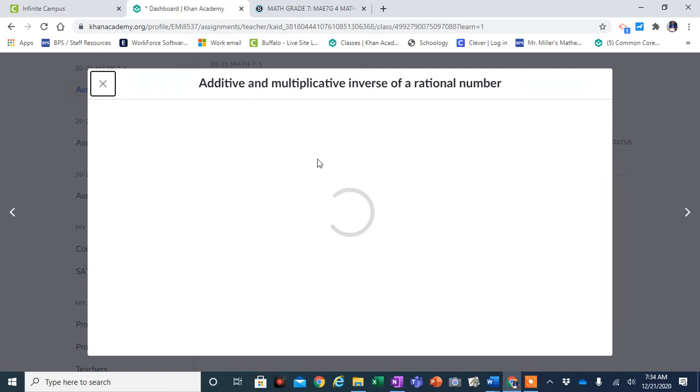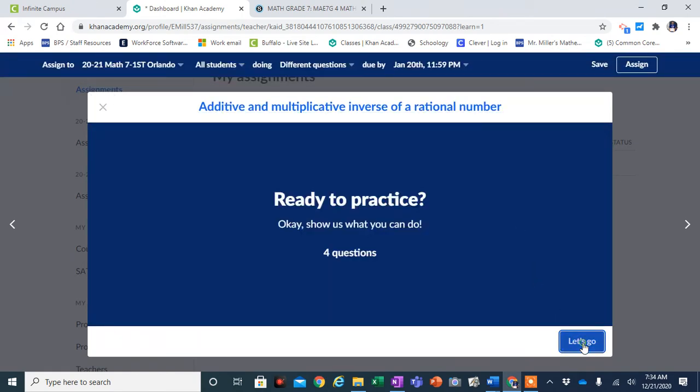Hi everyone, this is on additive and multiplicative inverse of a rational number.